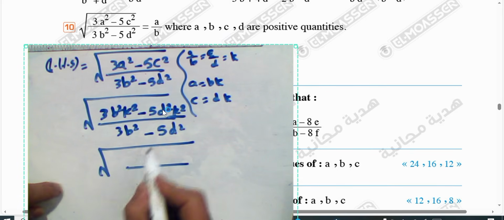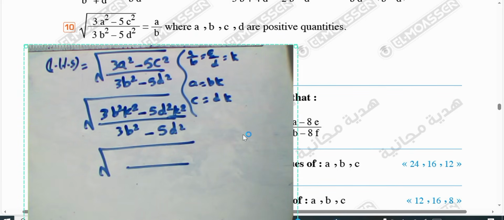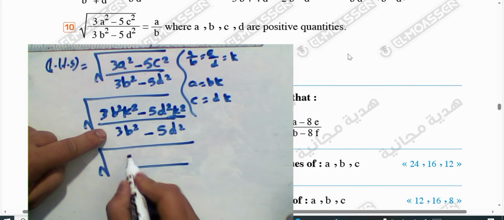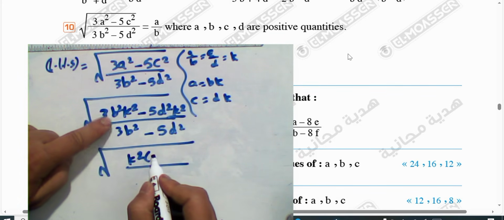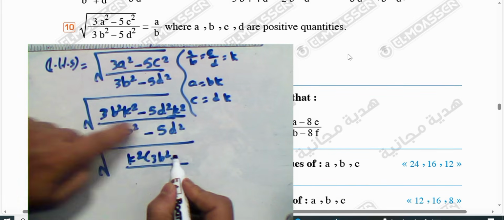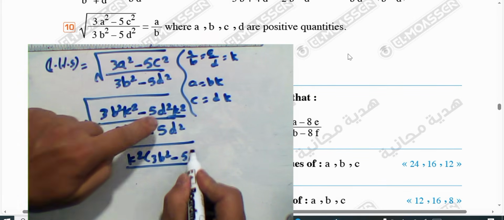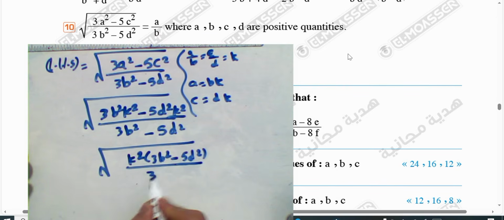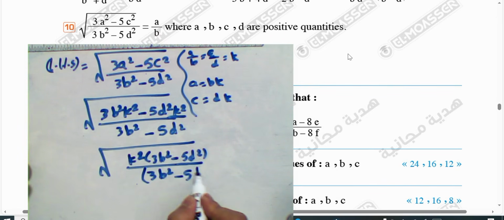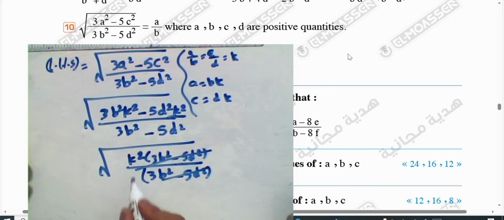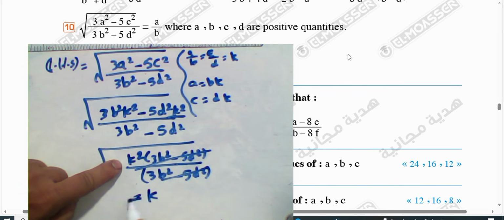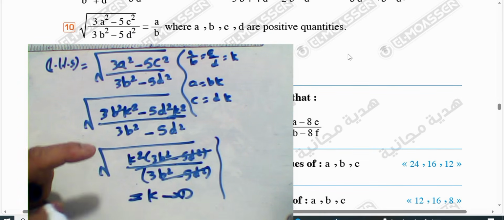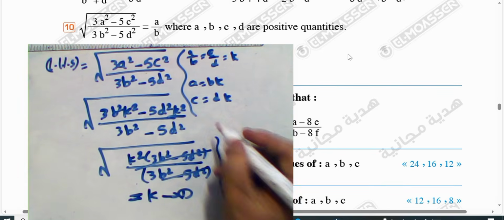First step, we can write the common factor up. Look at here, we have K power 2 repeating outside. Then the remainder here is 3B power 2 subtract 5D power 2, and down we have 3B power 2 subtract 5D power 2. Can cancel. Square root of K power 2 equals K. It's relation number 1. Now we will solve the right hand side.